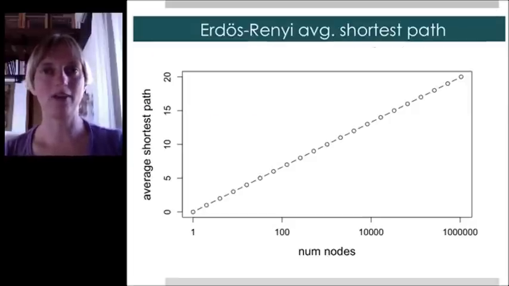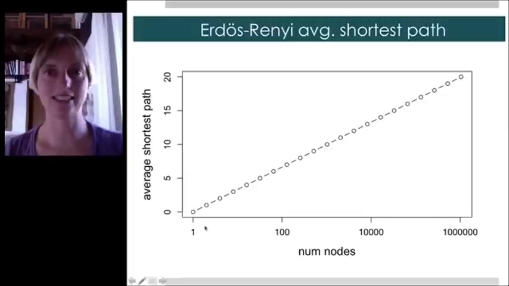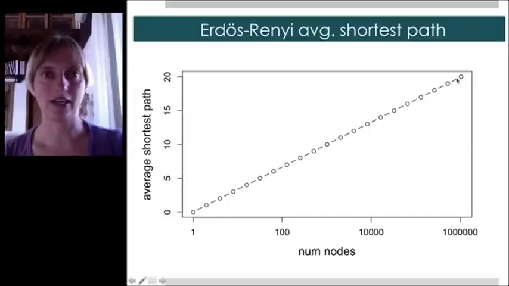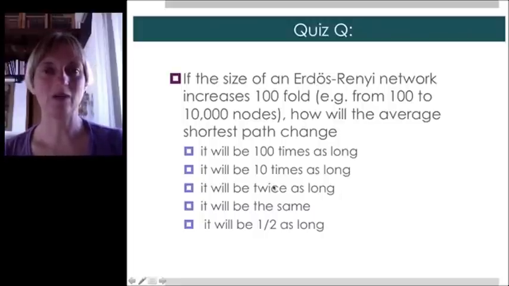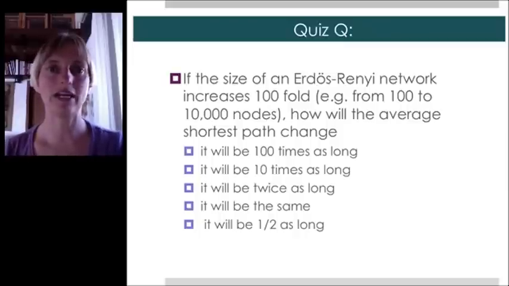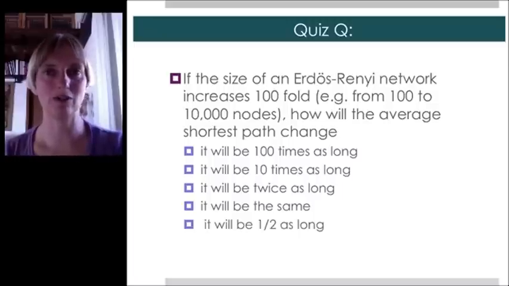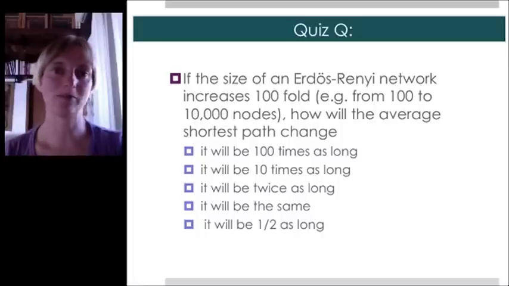So if we plot now the number of nodes on a logarithmic x-axis, what we can see is a straight line, meaning that the growth of the average shortest path is something like log n. And so just to quiz you, I'd like to know what happens to the average shortest path in an Erdős-Renyi graph when the number of nodes increases 100-fold. So for example, you go from 100 nodes to 10,000 nodes. What will be the proportional change in the average shortest path?